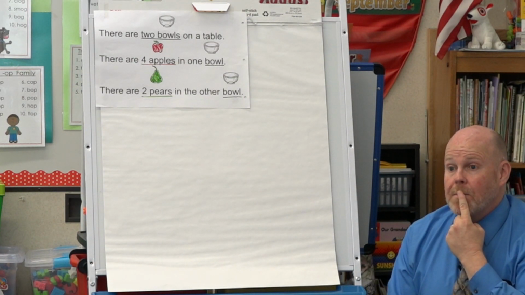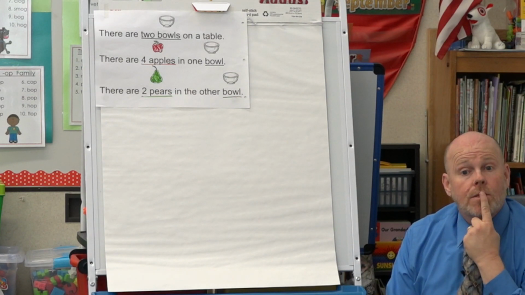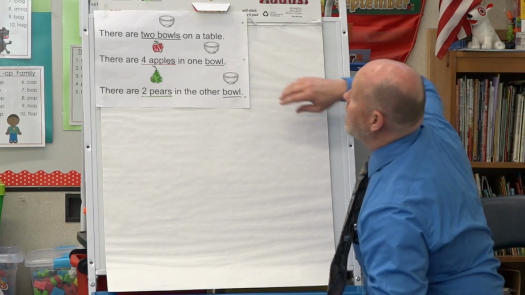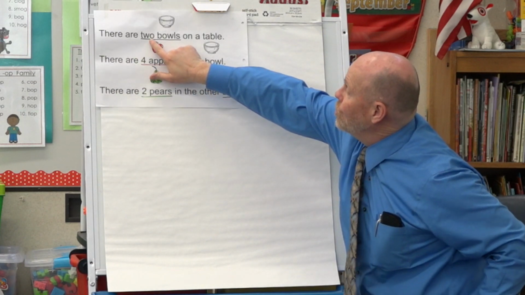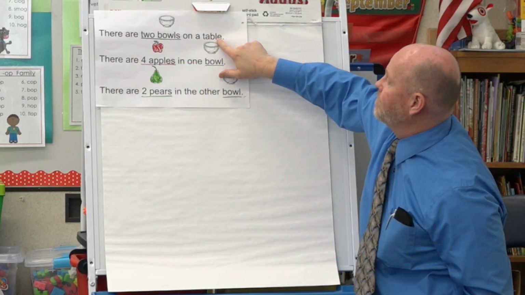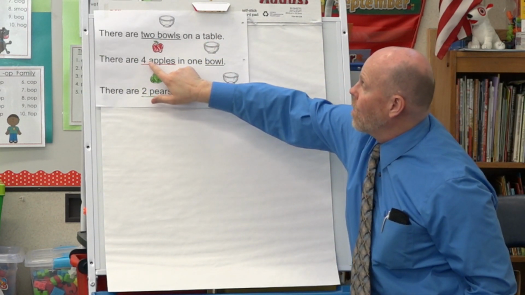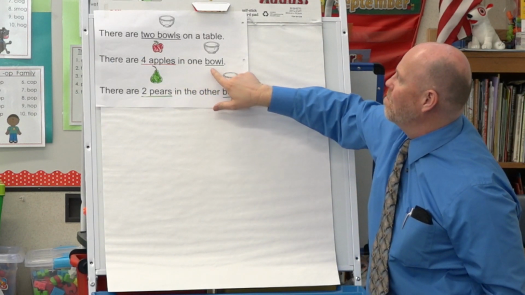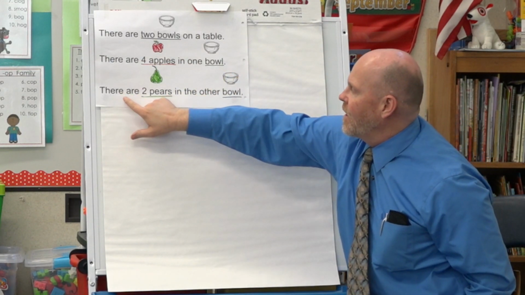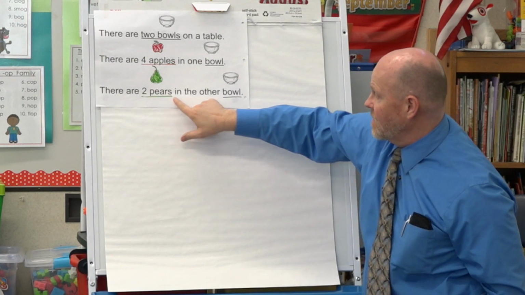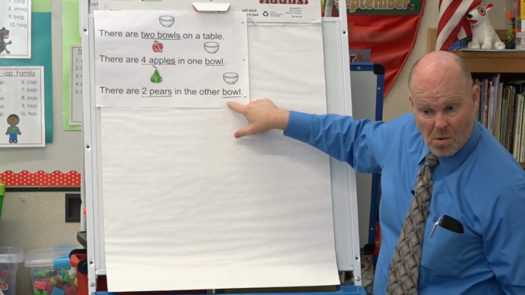So I'm going to read with my mouth. You follow along with your eyes. Keep your mouth closed. There are 2 bowls on a table. There are 4 apples in 1 bowl. There are 2 pears in the other bowl.